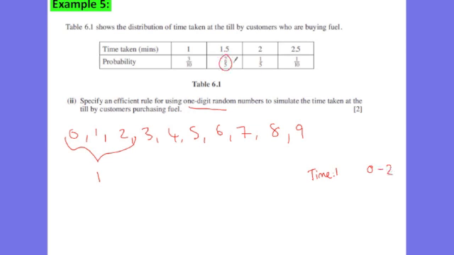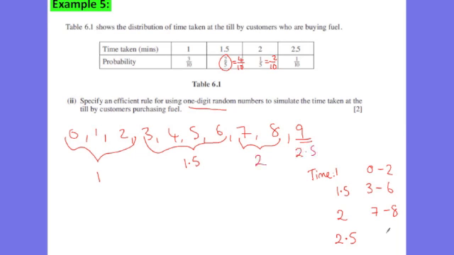Here, we need to change this to a denominator of 10 to identify that we need 4 of the next numbers, 1, 2, 3, 4. This here is for 1.5. So a time of 1.5 minutes can be simulated by the random numbers 3 to 6. Here again, converting this to an equivalent fraction, we have 2 over 10. These are our next two numbers here. For time 2, 7 to 8. And lastly here, for time 2.5, 1 over 10, the last number here for 9.